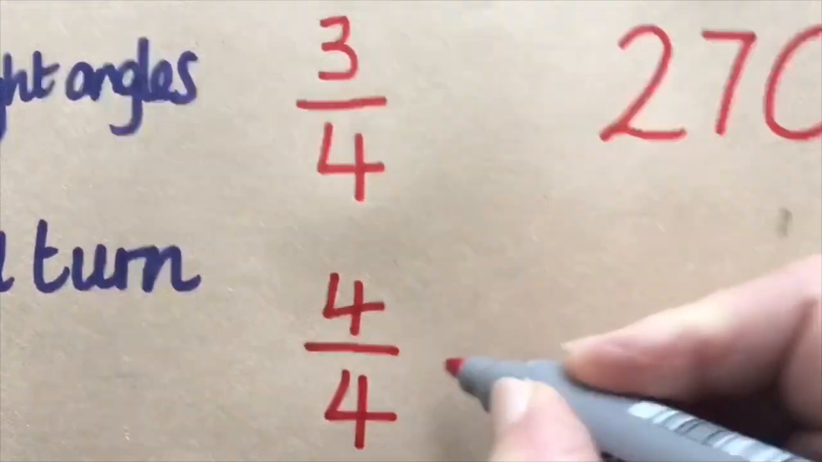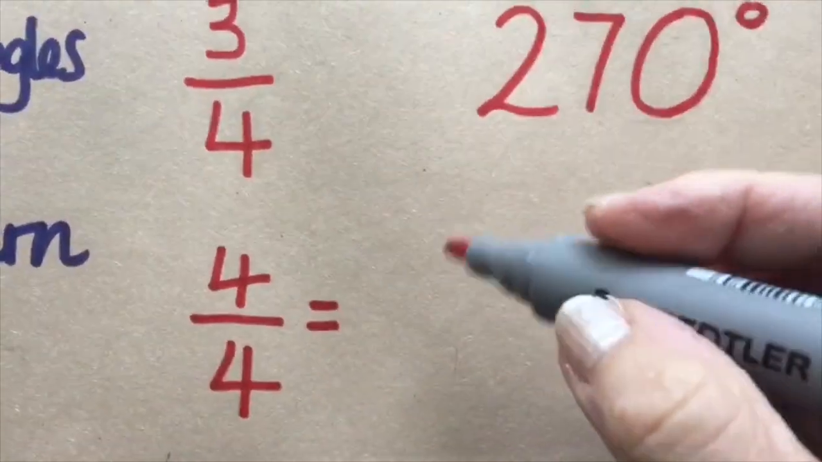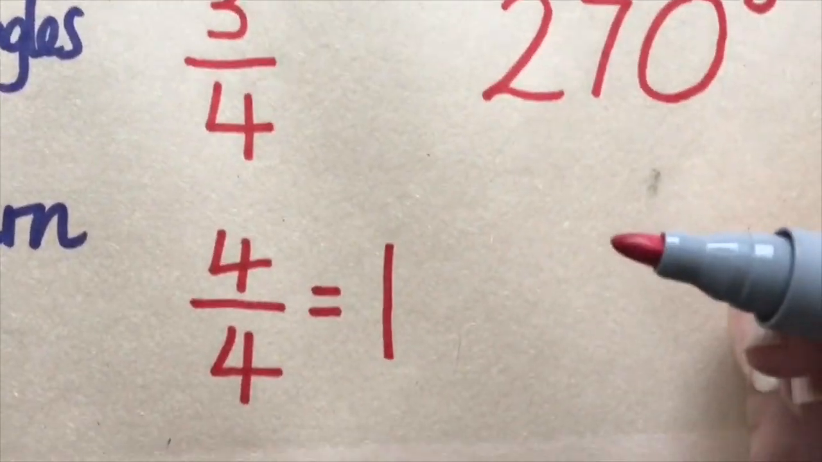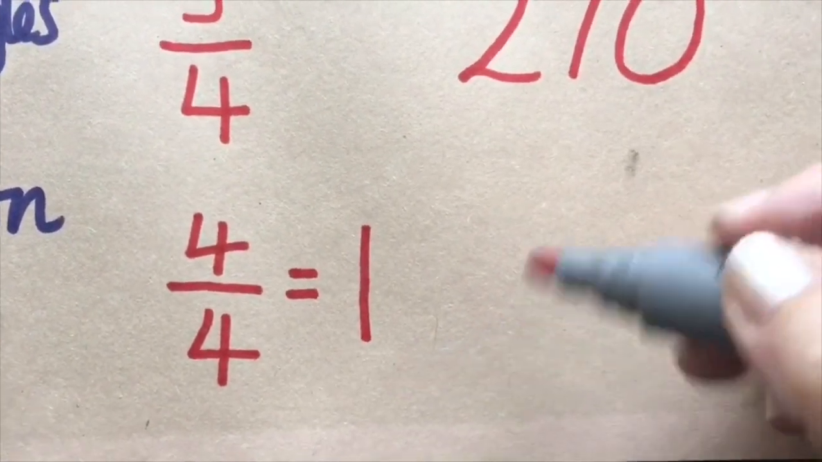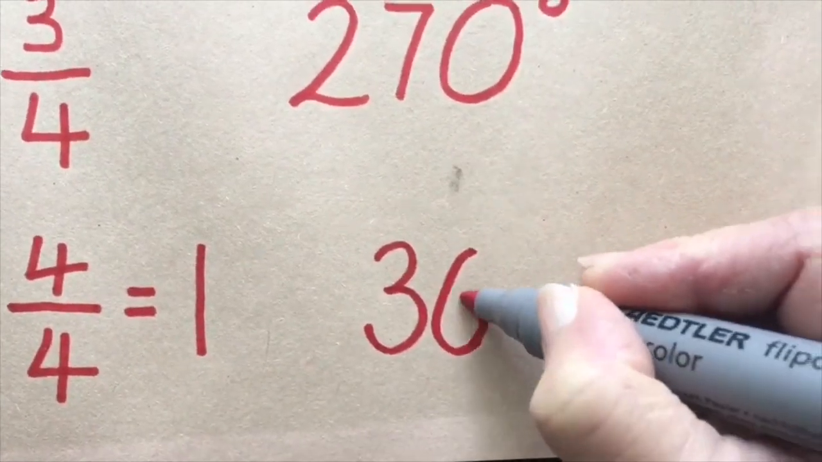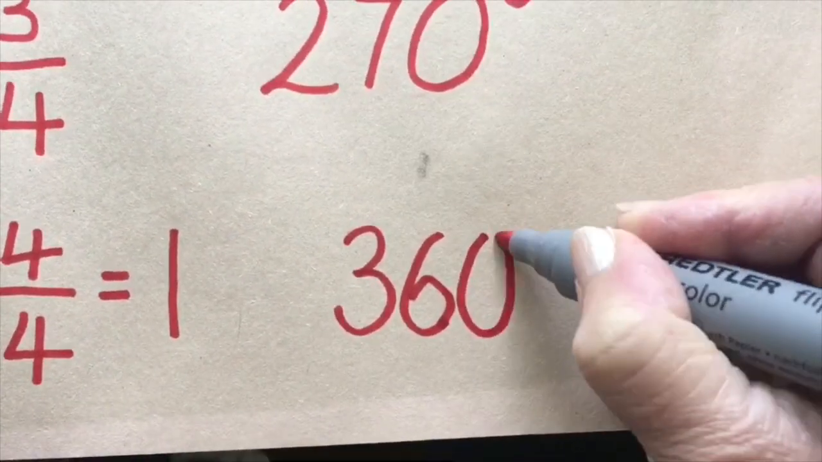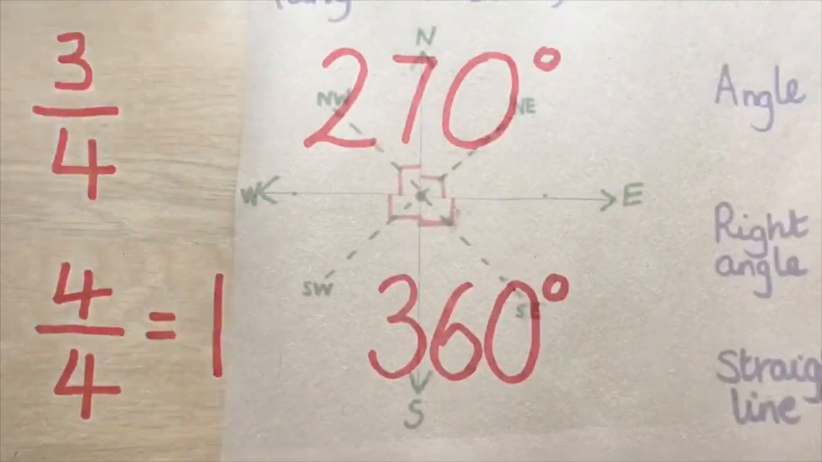It's the same as 4/4, and we know that when the numerator and the denominator are the same, it's 1 whole one. So he has made 1 whole turn around that central point, and that's 4 lots of 90, or 4 9s are 36, so 4 90s are 360 degrees.